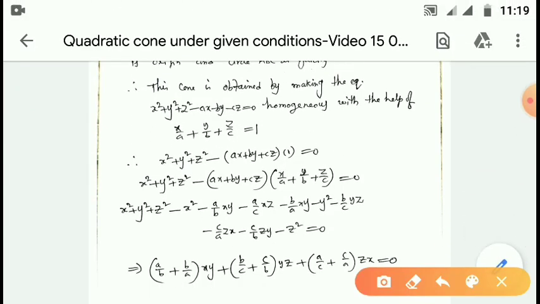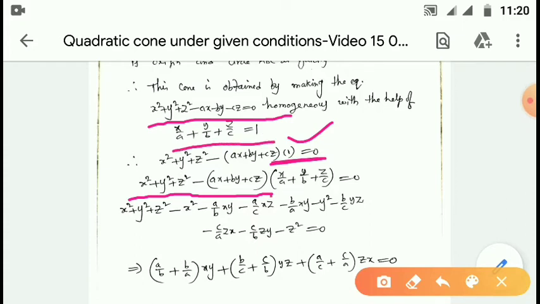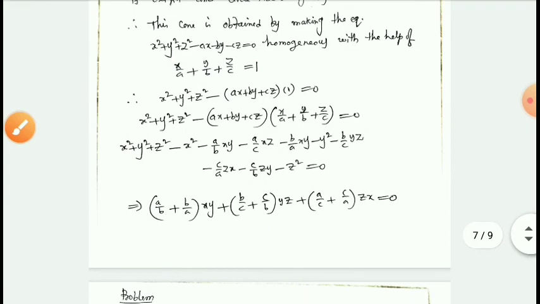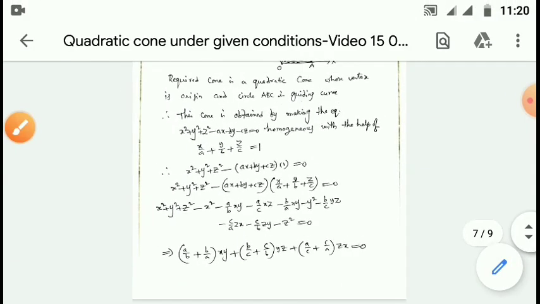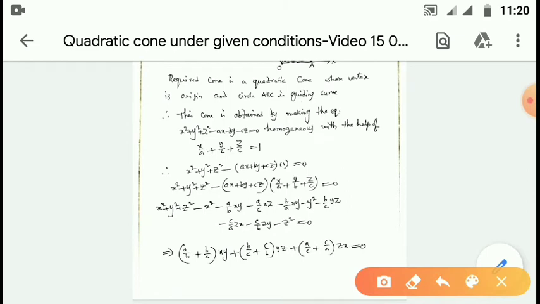The procedure to make it homogeneous is like this. Take x square plus y square plus z square minus (ax plus by plus cz) into 1 is equal to 0. Replace 1 with x by a plus y by b plus z by c, then you will get this. So first of all, take the equation of this sphere and write it like this, and then replace 1 with x by a plus y by b plus z by c in this equation.